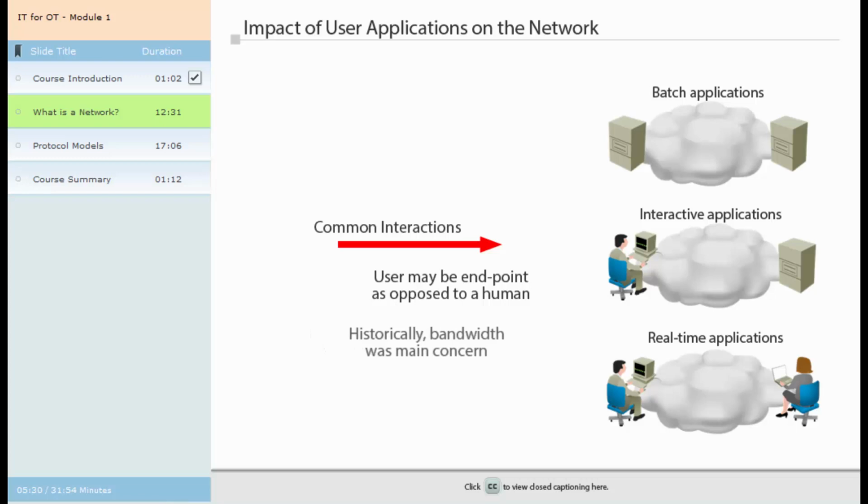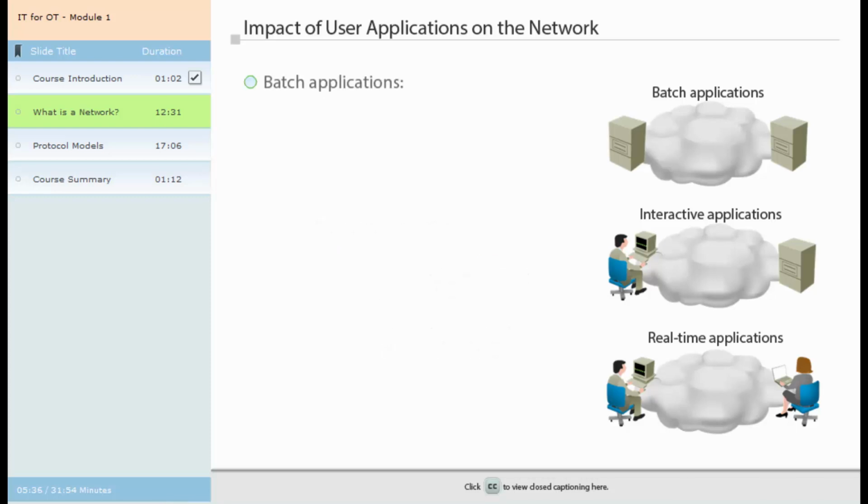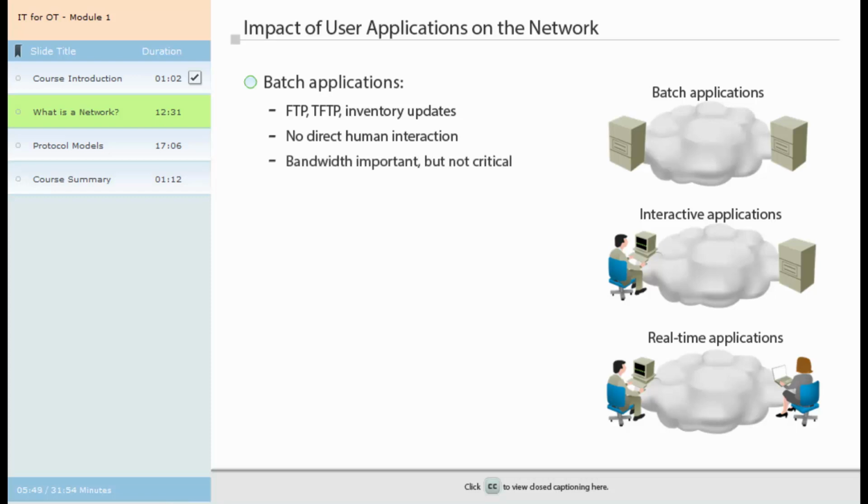Historically, when considering the interaction between the network and the application that ran on the network, bandwidth was the main concern. Batch applications such as FTP, TFTP, and inventory updates were initiated by a user and then ran to completion by the software with no further direct human interaction. For batch applications, bandwidth was important, but not critical as long as the time needed for completion was not excessive.